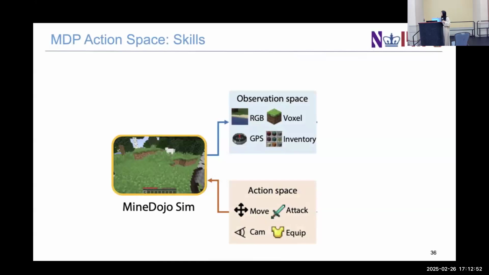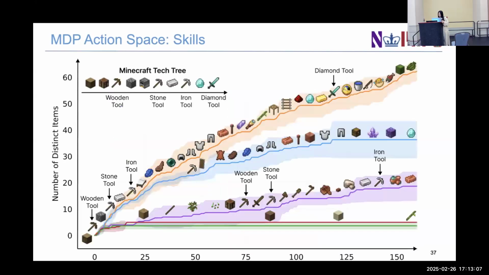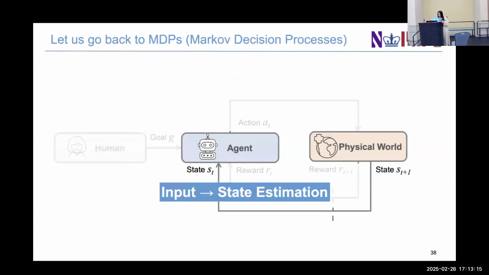So we can see that we have different action scales, and in different environments the actions and skills are defined differently. Like the MineDojo environment, which is essentially the Minecraft environment. We have actions like move, attack, or equip. And these actions, these skills, can be compositional. So you can compose atomic skills into very complicated skills.